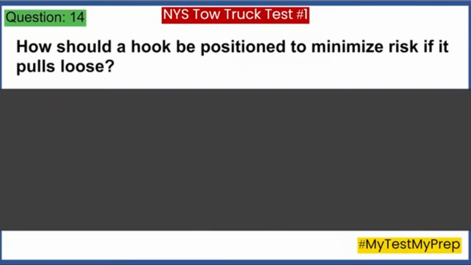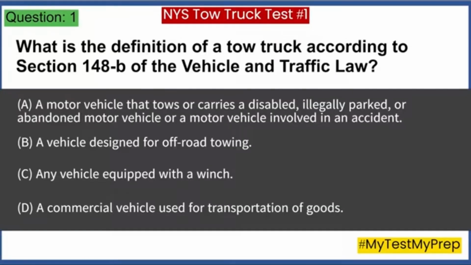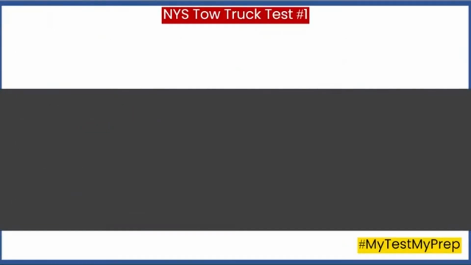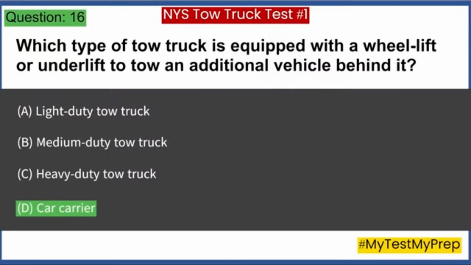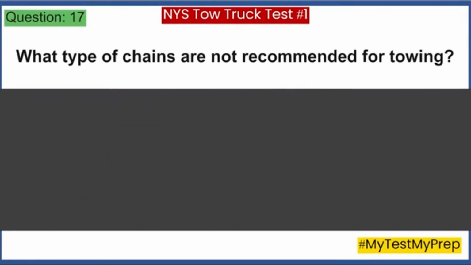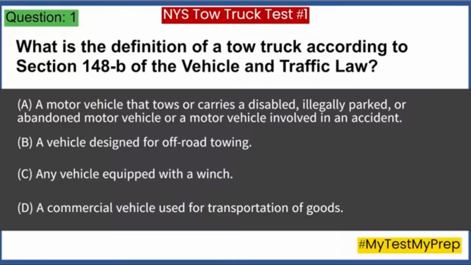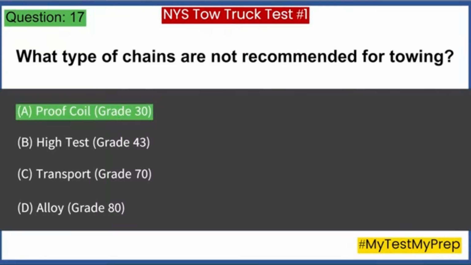How should a hook be positioned to minimize risk if it pulls loose? Answer: Pointing upward. Which type of tow truck is equipped with a wheel lift or underlift to tow an additional vehicle behind it? Answer: Car carrier. What type of chains are not recommended for towing? Answer: Proof coil, grade 30.